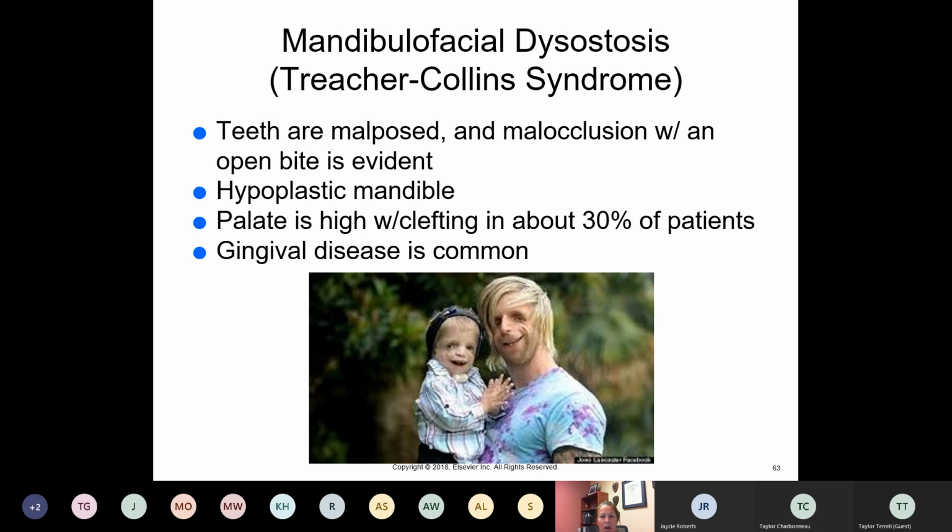Because of their smaller structure, their teeth are often crowded or malposed. They have malocclusion, oftentimes an open bite with a very small mandible because they have that receding chin. The palate is high with clefting in about 30% of these patients, and due to all of these oral findings, gingival disease is very common with them.